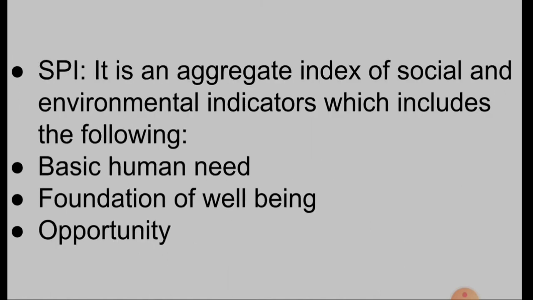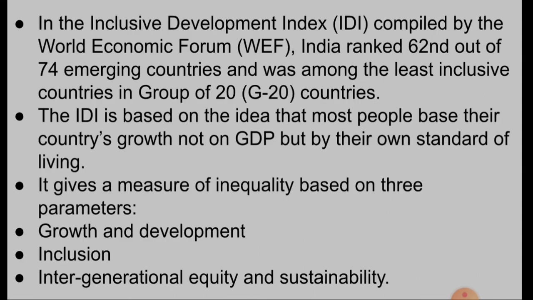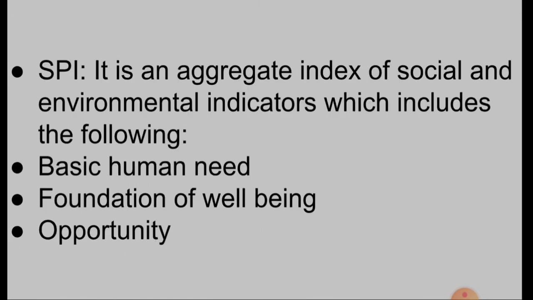Then comes the second indicator of inclusive growth. The first indicator is the Inclusive Development Index, compiled by the World Economic Forum. The second one is SPI. It is an aggregate index of social and environmental indicators, which takes into consideration basic human need, foundation of well-being, and opportunity.